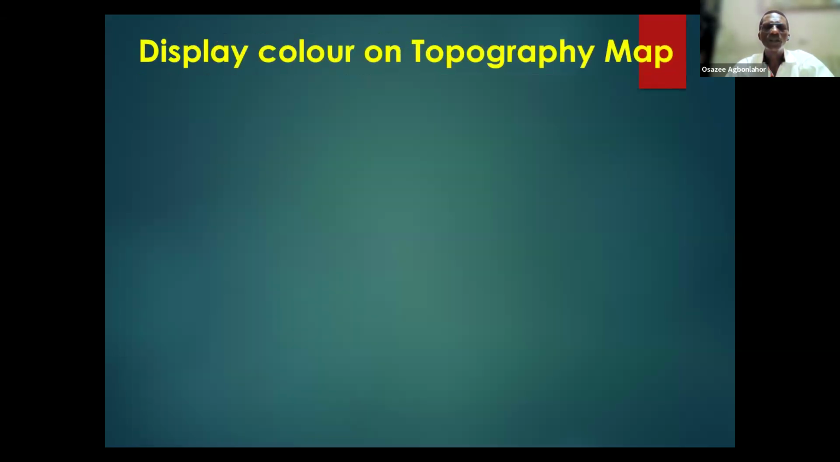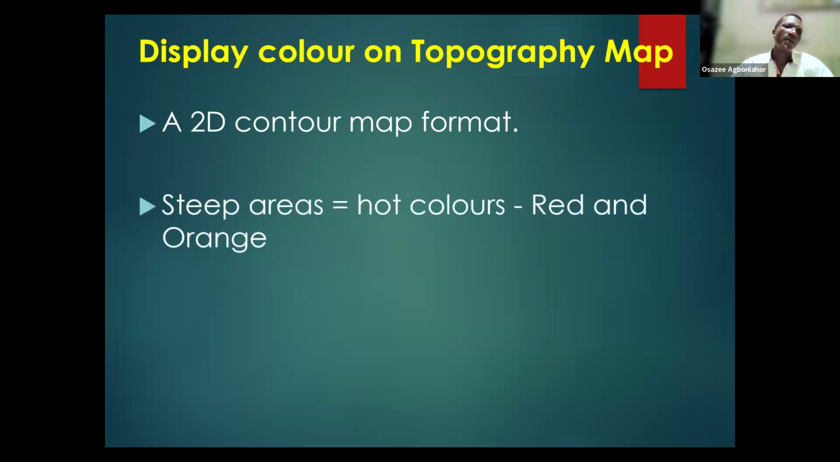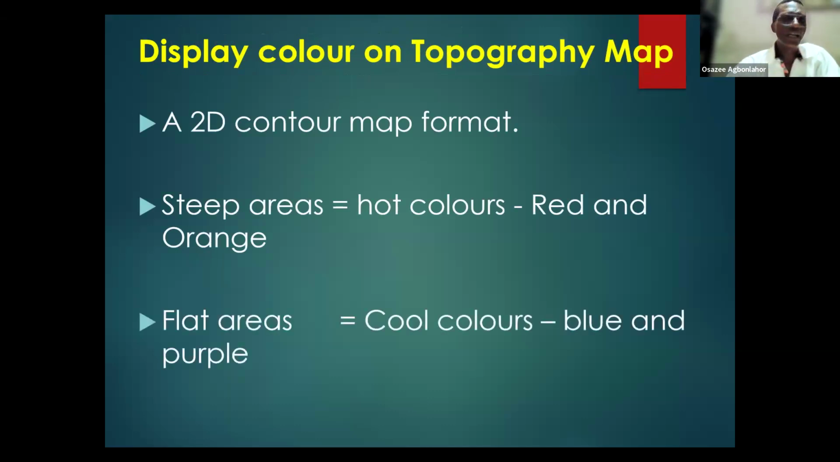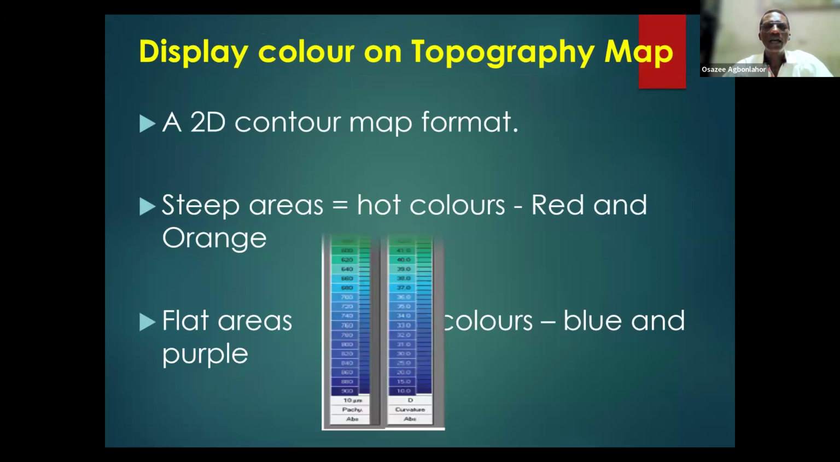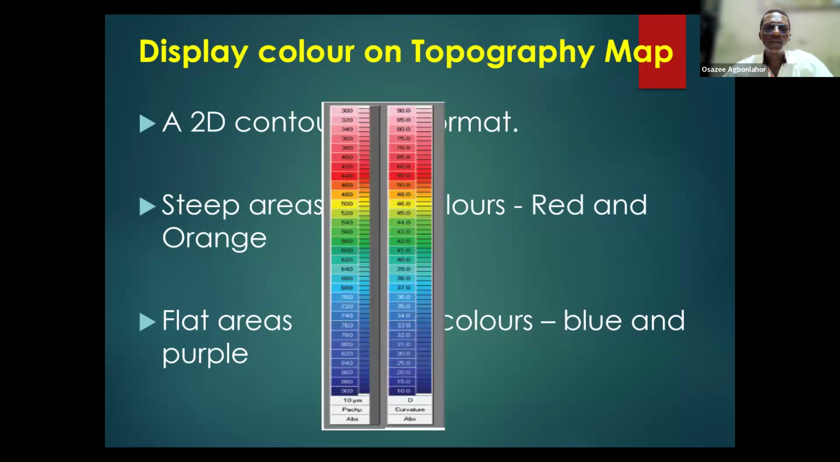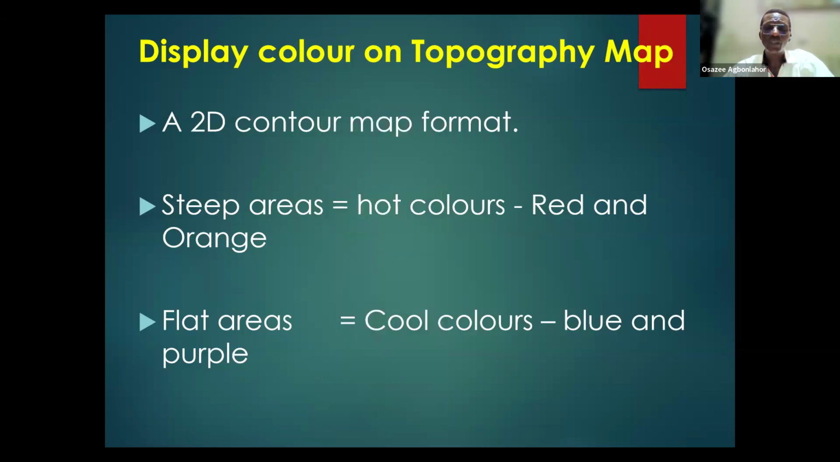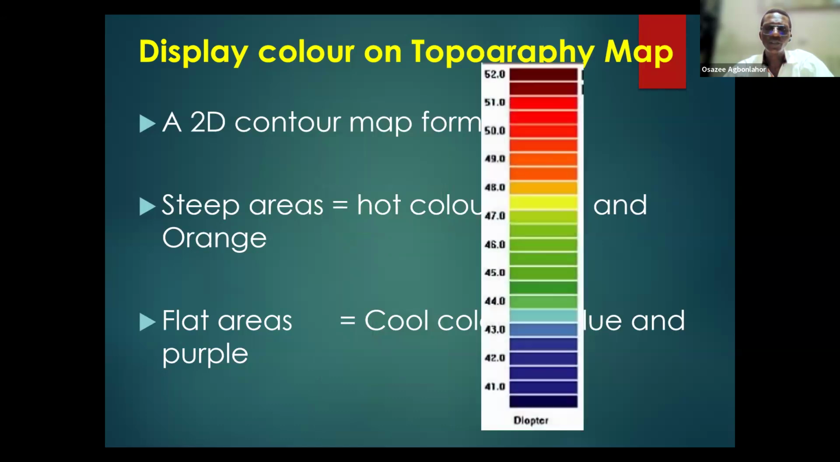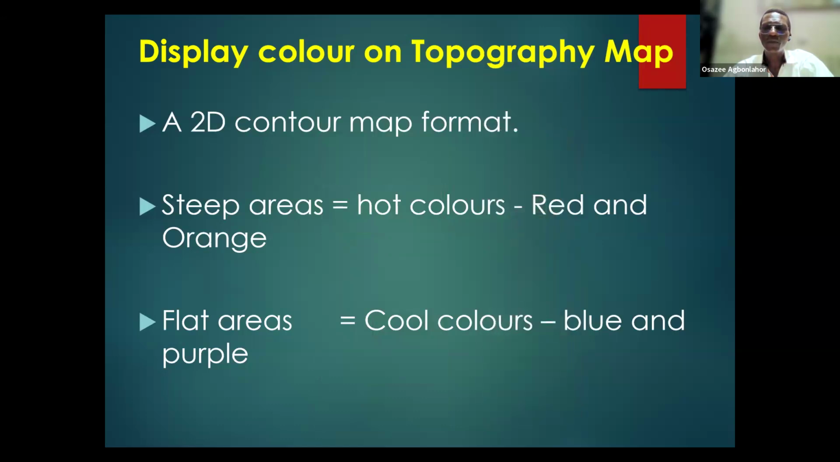Now, what are the display colors of a corneal topographic map? It's usually a 2D color map format. Steep areas usually have hot colors like red and orange, while the flat areas have cool colors like blue and purple, as seen in this key here. So most of the corneal topographers' printouts have a key that will guide you on how to interpret these colors. This is another type of topographer.